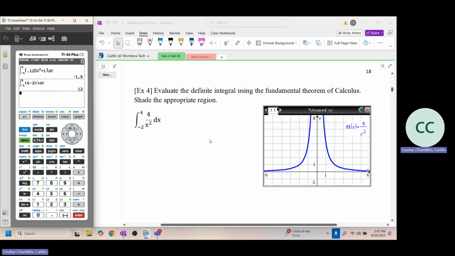Okay, so example 4. I'm sure since I just told you this handy dandy feature, you're going to want to do it in your calculator. That's fine. I'm going to go about it a slightly different way. Sorry, I have my notes kind of scattered everywhere.